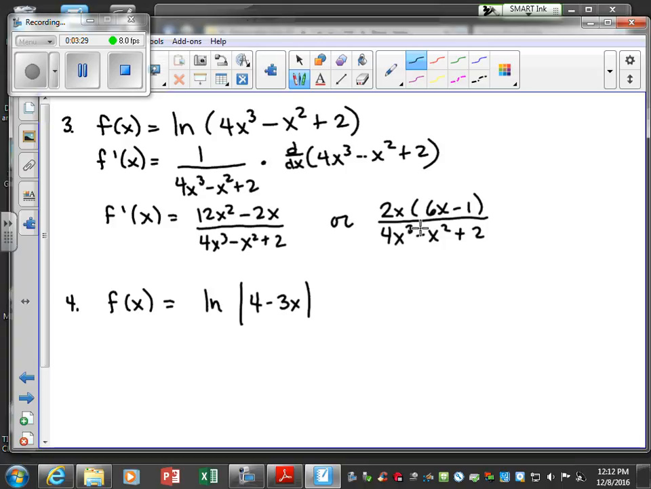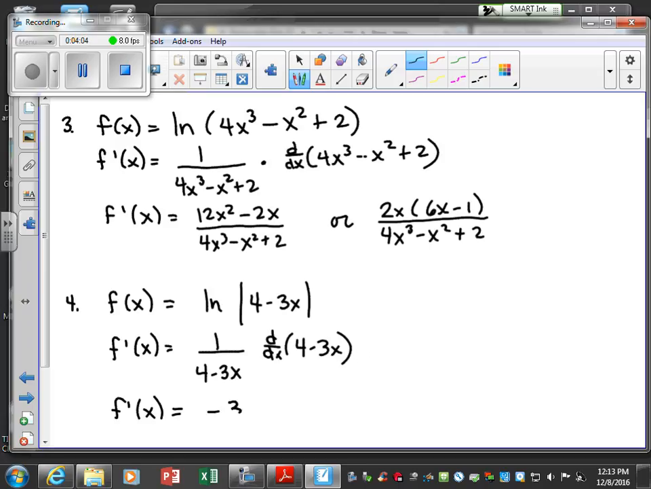The only reason for this is I want you to sometimes pay attention to if something's factored out. Number 4, we just have the natural log. Our u is still going to be 4 minus 3x, so 1 over 4 minus 3x, and we have the derivative of 4 minus 3x here. What is the derivative of this? Negative 3. So f prime of x is just going to be negative 3 over 4 minus 3x.